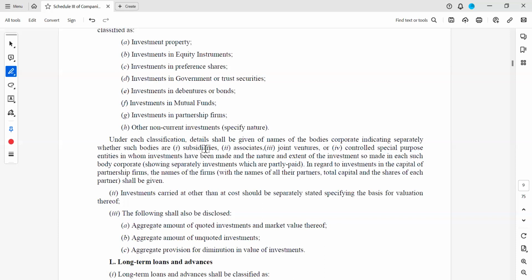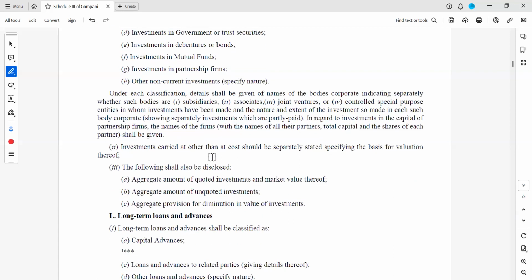And for each classification, details shall be given of names of bodies corporate, indicating separately whether such bodies are subsidiaries, associates, joint ventures, controlled, all these things, if they are related in nature. Okay, investment carried at other than cost should be separately stated, specifying the basis for valuation thereof. See, if you are not going as per cost, suppose you feel your investment value has increased and you want to disclose a higher value, then they are saying you should specify the basis of valuation thereof. So usually you should not do it.